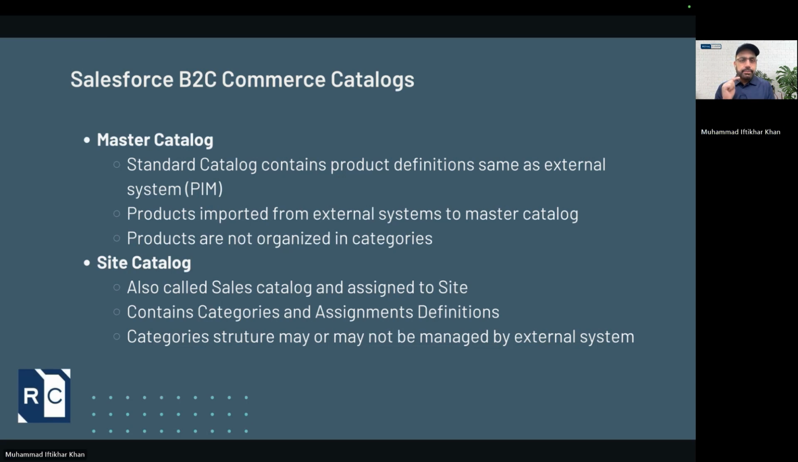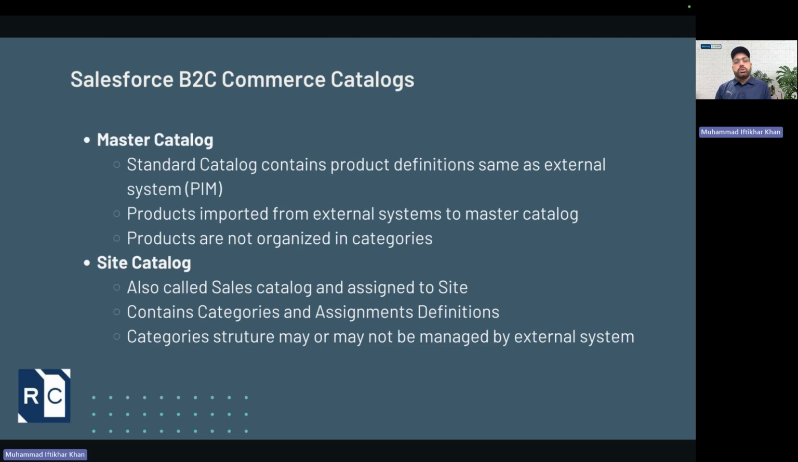So in Salesforce B2C Commerce, you can manage two types of catalogs, master catalogs and site catalogs. The master catalog is where your product definitions reside. Products are the items which a merchant sells on their online store, whether they are apparel products, electronic products, any kind of products. The definition of those products resides in the master catalog, and from there, the merchants can create different site catalogs.